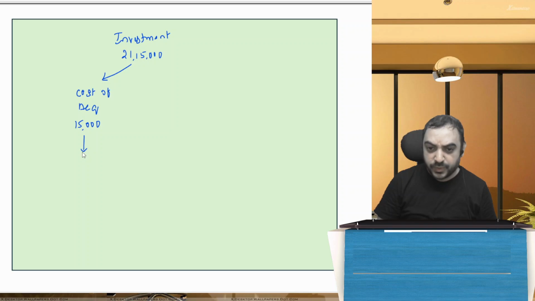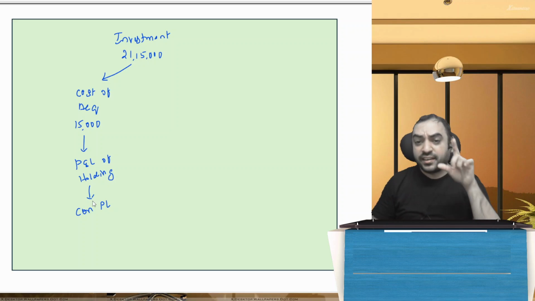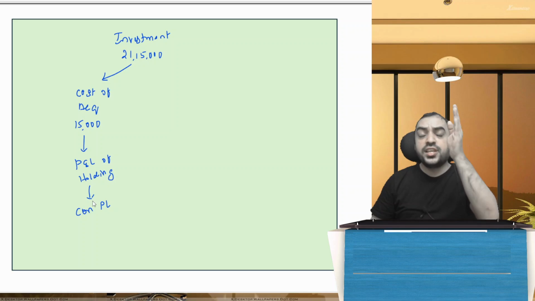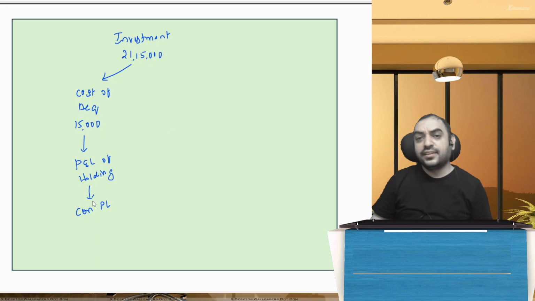So 15,000 will be taken to P&L of which company? This will go to the P&L of the holding company. They should have taken it to their individual P&L account on the date of acquisition and not adjusted it with the cost of investments. And in our working note format, this will go to the Con PL column, or consolidated other equity. That column we write, right? The second column is goodwill calculation, then other components of equity calculation, and then NCI calculation. This will go to Con PL calculation under the heading holding company.